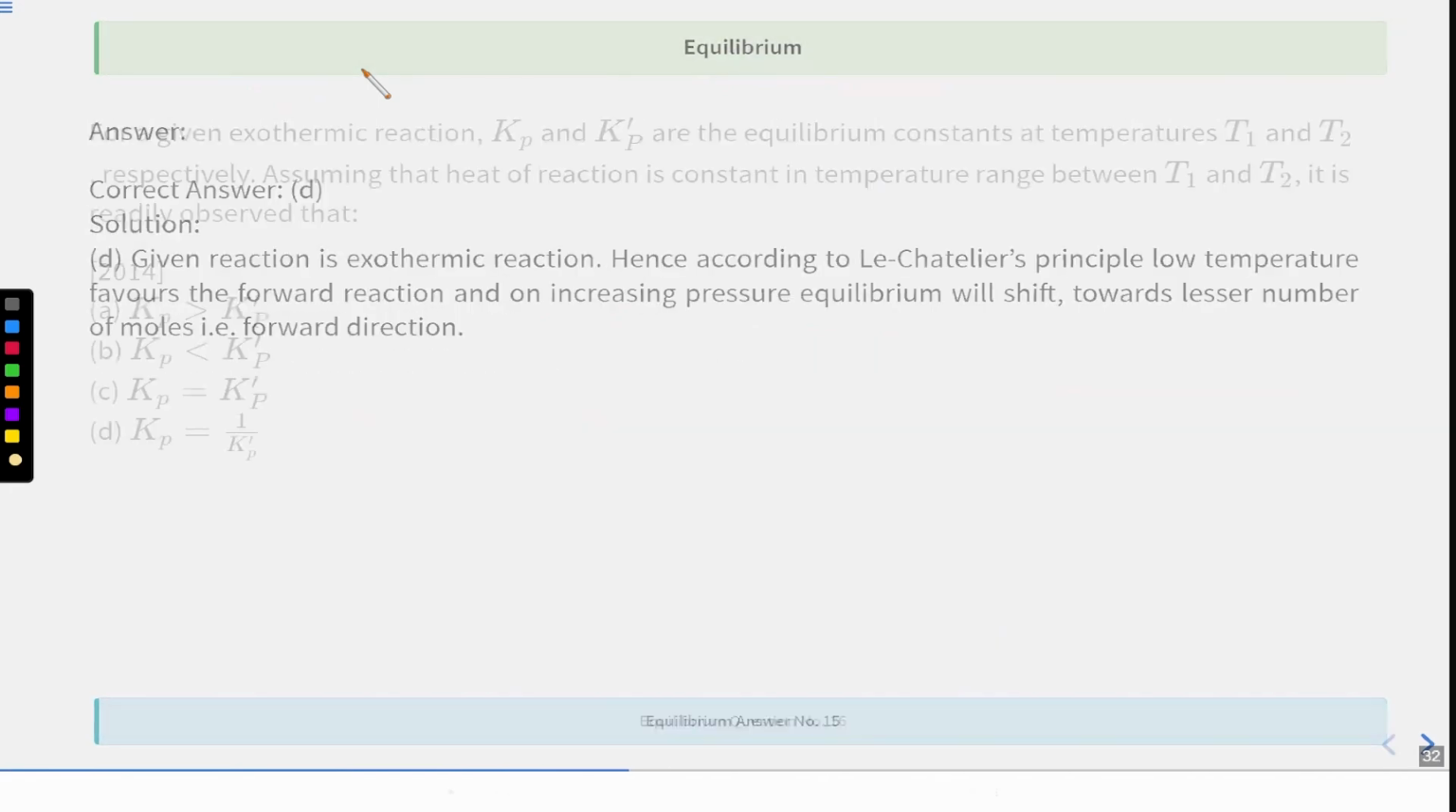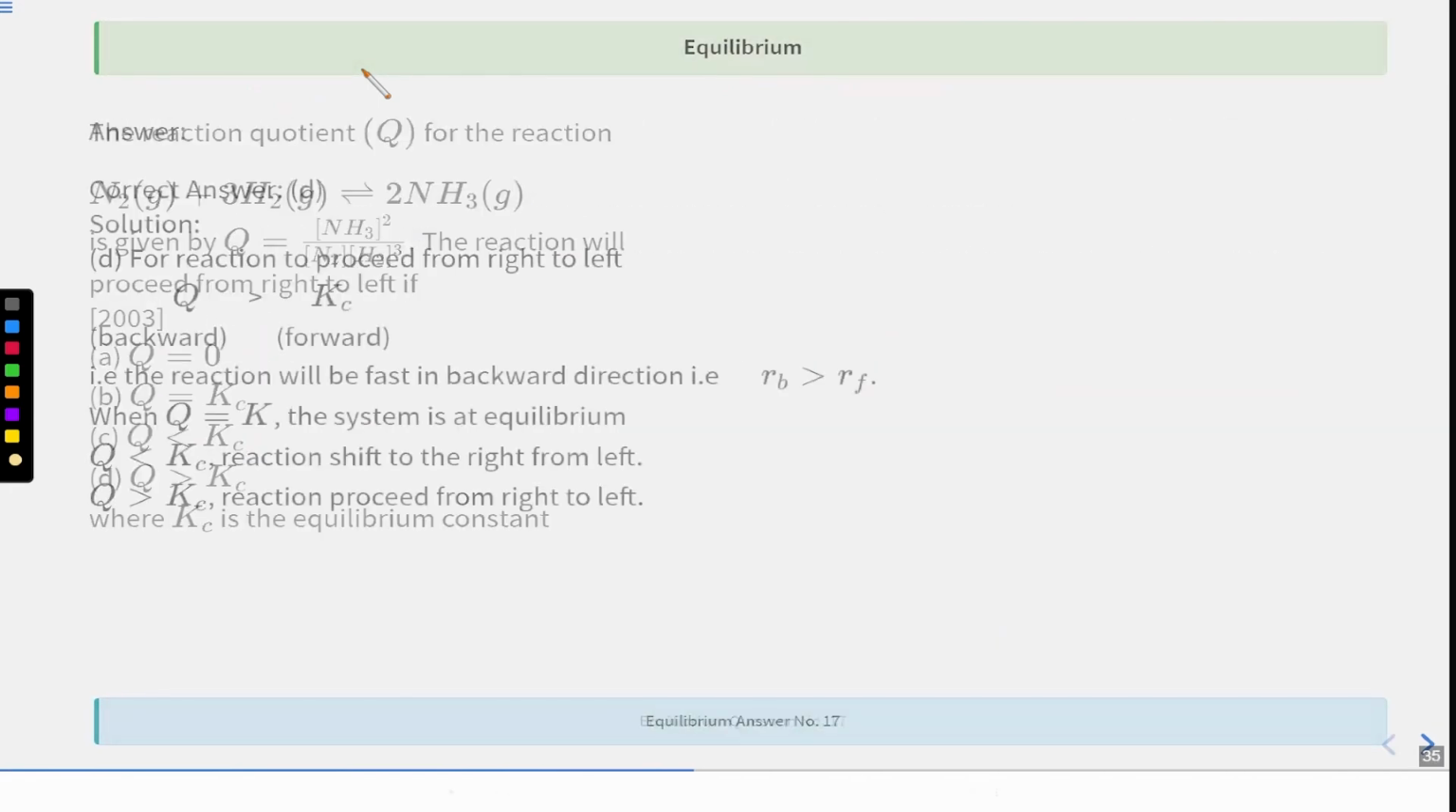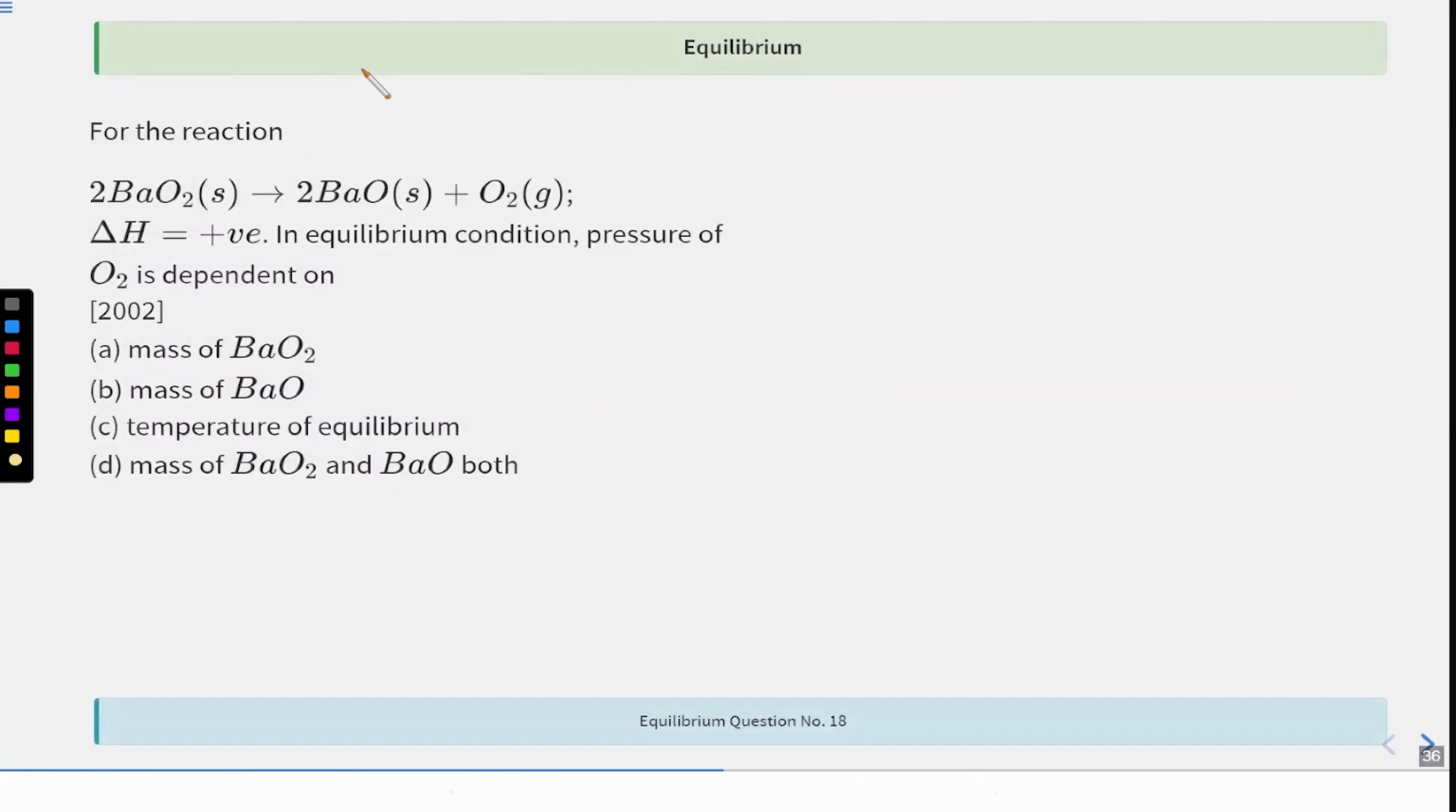Right. So now we have this reaction BaO2 solid gives rise to 2BaO, which is also a solid, plus O2. The delta H of this reaction is positive. This is a description that's given to us. In equilibrium condition, the pressure of O2 is dependent on.